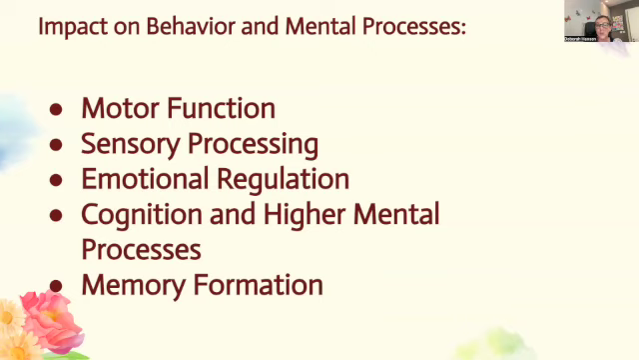Cognition and higher mental processes. Neurons in the prefrontal cortex and other association areas are vital for those higher functions, like, for example, reasoning, decision-making, and problem solving. Then we look at memory formation. When we think memory, we think hippocampus, and other regions are crucial for encoding, storing, and retrieving memories.